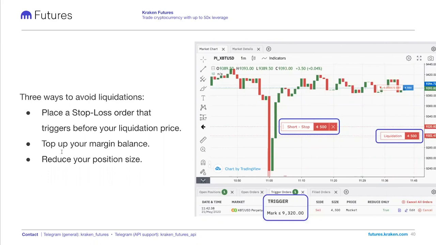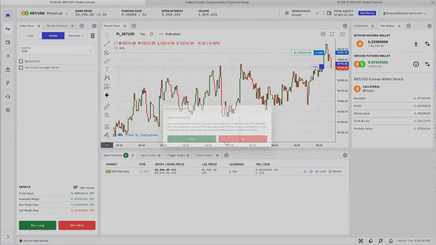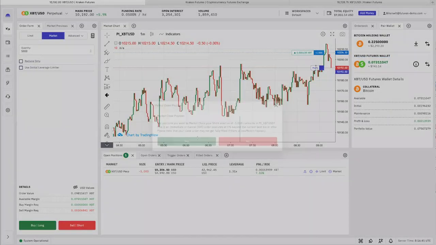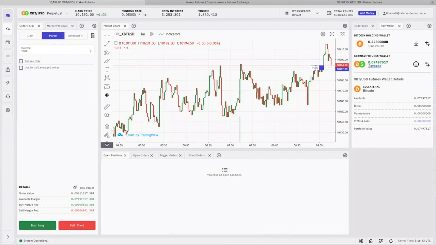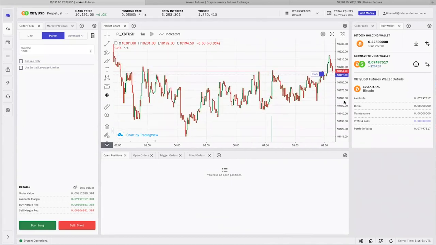So why don't we use this as an opportunity to jump over to the demo platform. And we are going to just market close that position. So right now we've got $764 in our futures wallet. Gary, what do you think? Should we go long or short today? Maybe a little short. A little bit short.